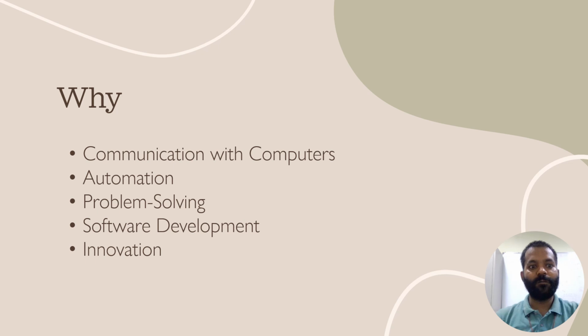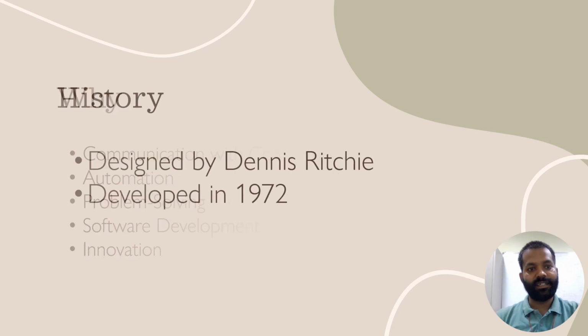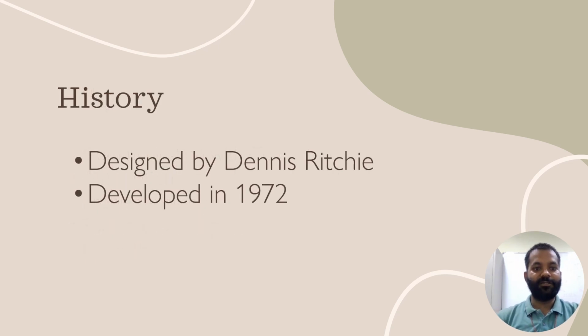Okay. So next, history. In this, I am going to discuss only 2 points. C was designed by Dennis Ritchie, and it was developed in 1972. There is a very good story that you can learn from. So you can read about the history, how they developed it. That is also a very interesting story, so you can go through that. So these are the 2 points: Dennis Ritchie and 1972, when he developed this programming language.